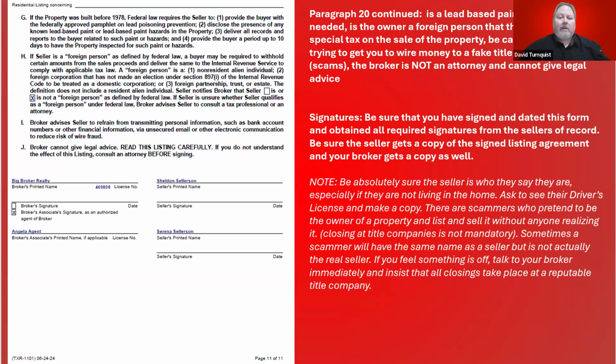Okay, and then finally, you're going to need signatures, and make sure that you sign it. You are usually allowed to sign on your broker's behalf. Most brokers don't want to sign every document. So here you can put broker associate, and you are the associate, and so you're going to sign here, Angela agent, put your license number, and then the sellers will sign here as well.